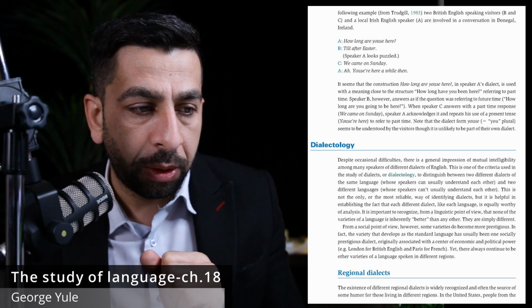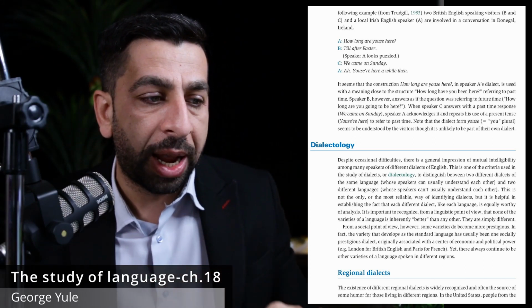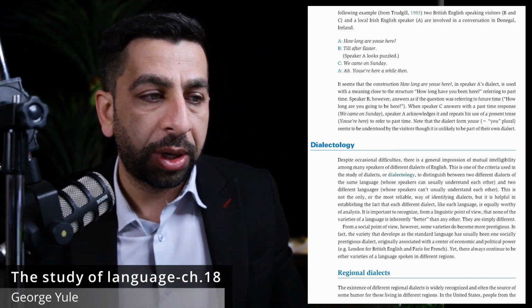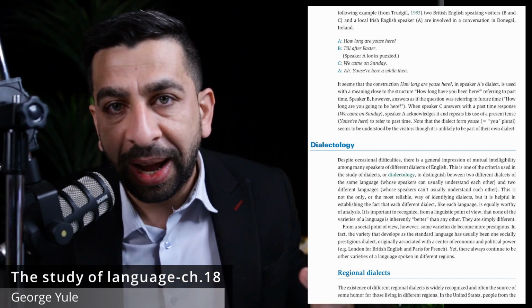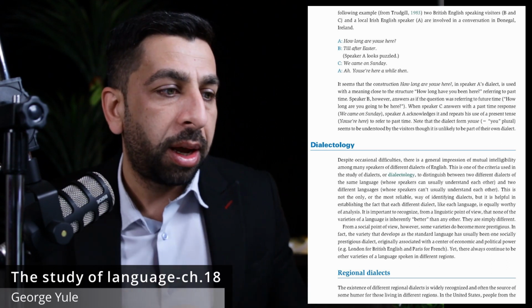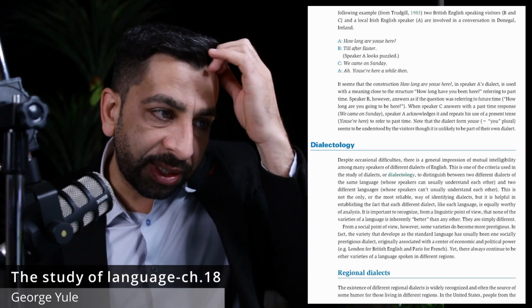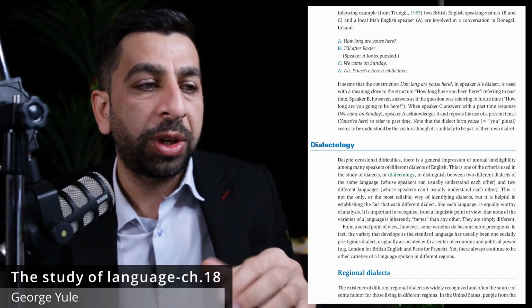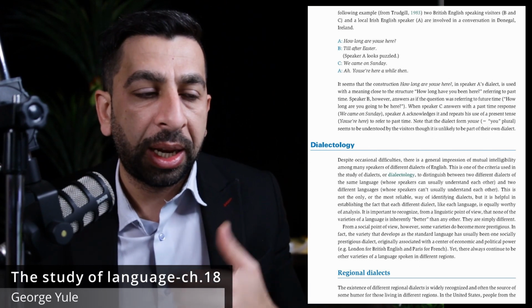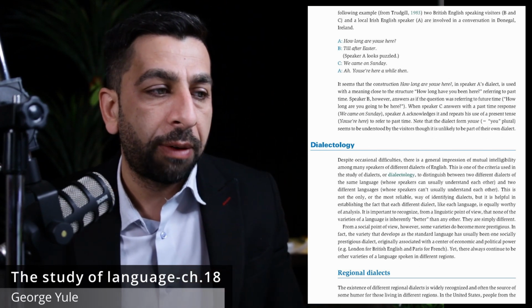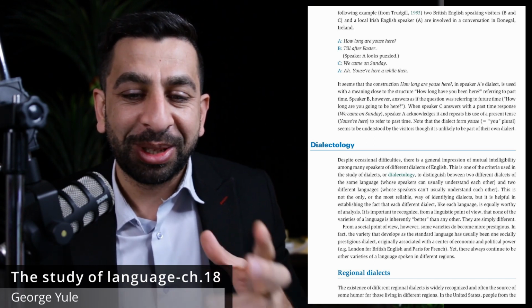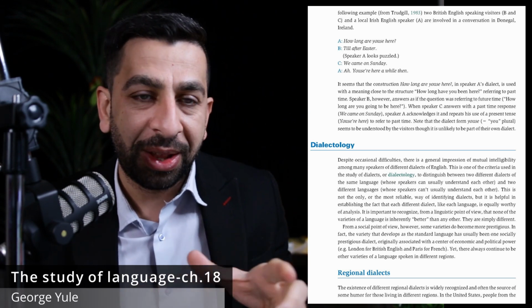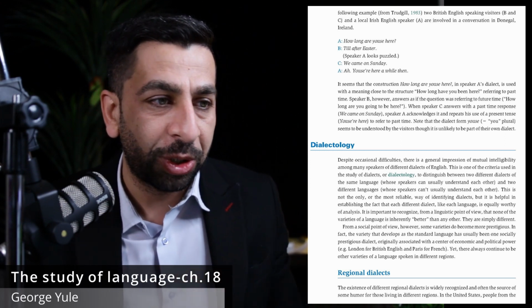Yet there always continue to be other varieties of languages spoken in different regions, and that is a matter of fact. Regional dialects: the existence of different regional dialects is widely recognized and often the source of some humor for those living in different regions. دائما يكون مصدر مزاح ونكتة لبعض الأشخاص اللي هم من مناطق مختلفة.